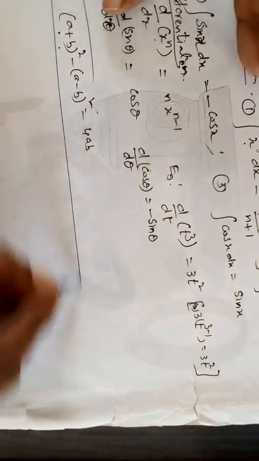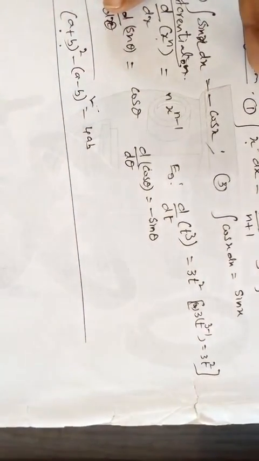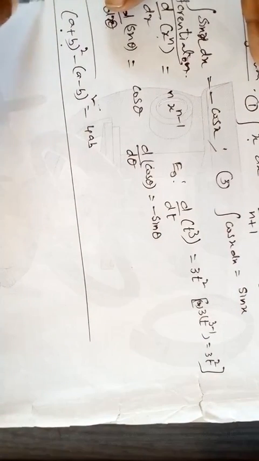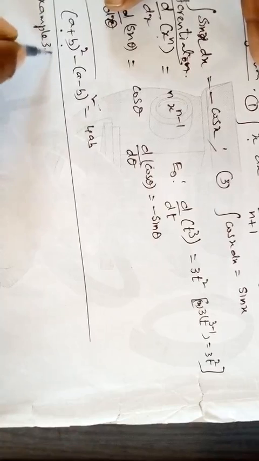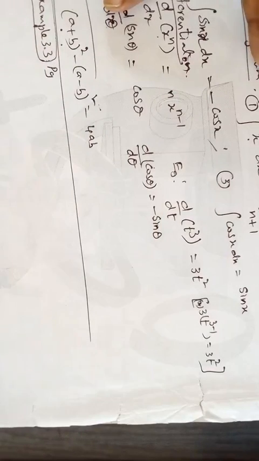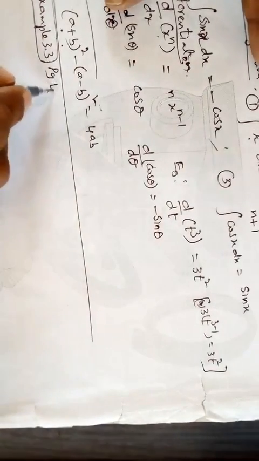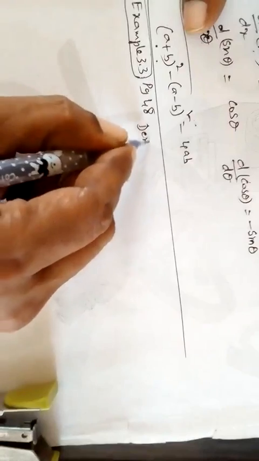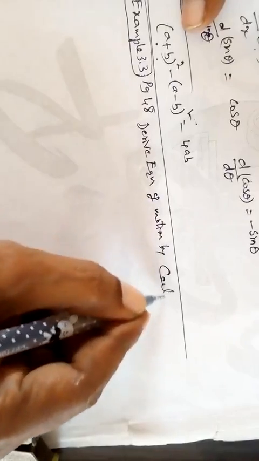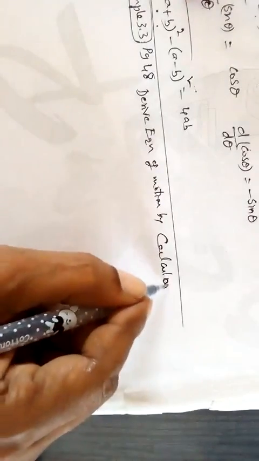Now what we are going to do is derive equations of motion by the calculus method. For the calculus method, I am doing example 3.3. It is given on page number 48. So we are going to derive equations of motion by the calculus method.